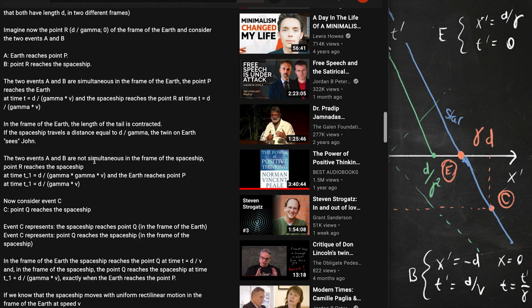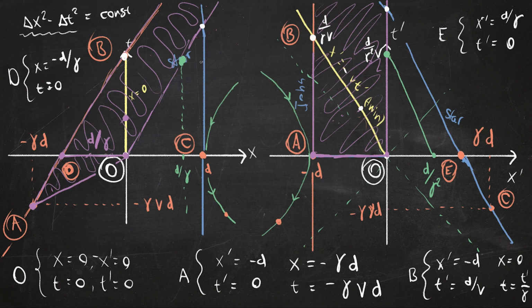Just looking back at your logic, I think these ones are correct. So you're saying time equals d on gamma v for this point here, right? Because you were saying this is the point R, the green line, d on gamma. This is a line of speed v for the front of the spaceship, and it's going to hit that point R at the time of d on gamma v. Makes sense to me.